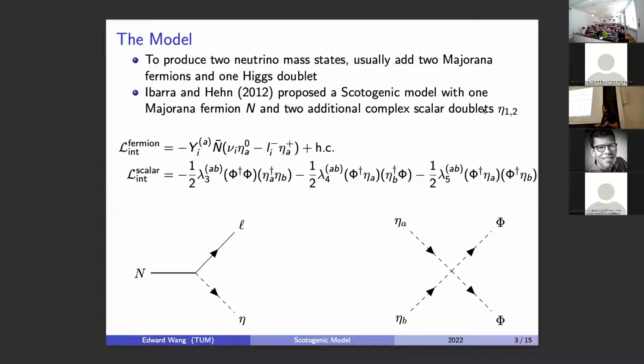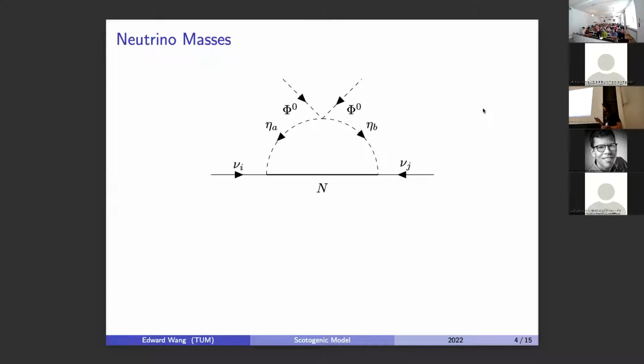Now, a very important thing about this model is that the neutrinos do not couple directly to the standard model Higgs, and the new scalars do not acquire a VEV, meaning that neutrinos do not get a mass at tree level, but only at loop level. And the loop level diagram looks like this. So here we have a Yukawa interaction, here a Yukawa interaction, and here we have a scalar interaction that couples the whole system then to the standard model Higgs at one loop level.